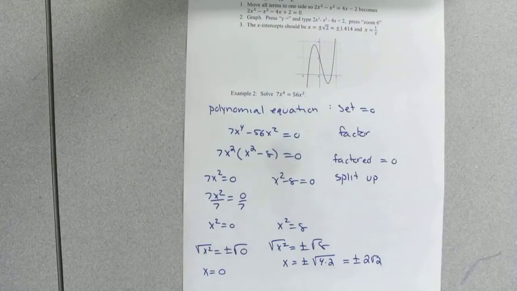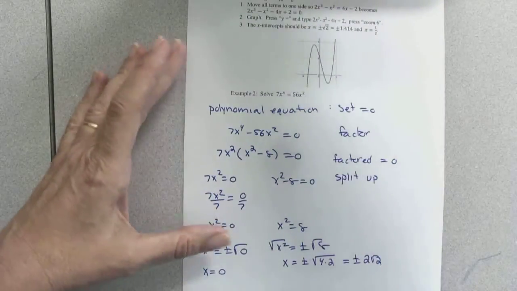And so in this case, I get 3 answers. Yes, there was a potential of 4 answers, but here I just get 3 distinct answers. And then you could check this the exact same way we've checked the others. So that's polynomial equations.